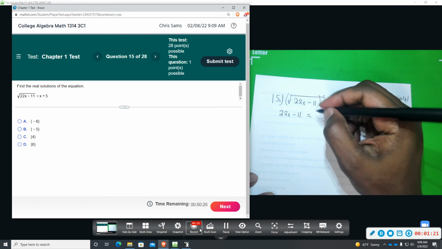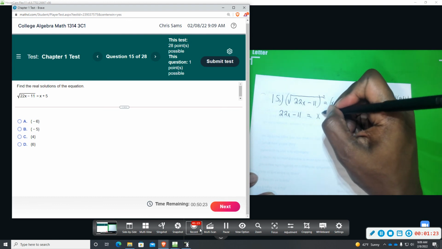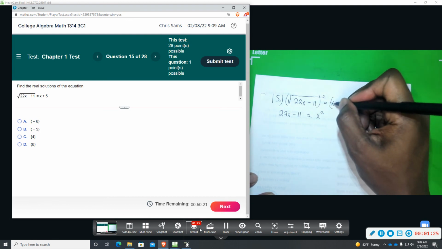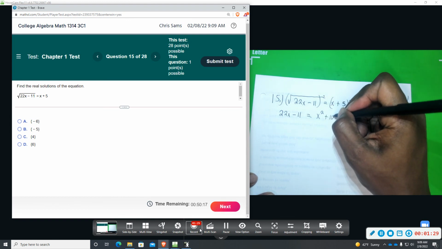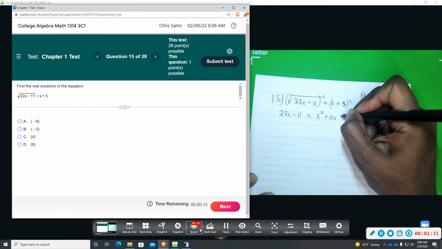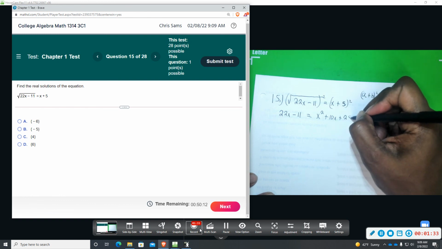So I'm going to square the first term. It's going to give me x squared. Multiply these two together. That's going to be 5x times 2, which is 10x. And then square the last term. 5 squared is 25.